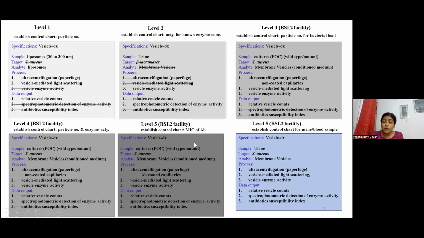Then for level 5, what I thought is to bring in the antibiotics of interest. We can have the coated ones, with the recommended minimum inhibitory concentrations, and bring in these cultures, both wild type and mutant, and again repeat the same centrifugation, vesicle counts using the light scattering method, and then lyse the vesicles and do the enzyme activity measurement. And of course, the final approach would be to use the patient sample and check how it would work. So this is what I have thought of.